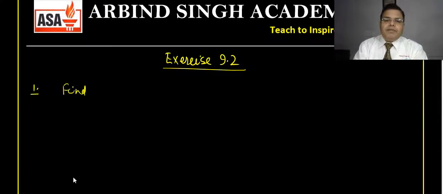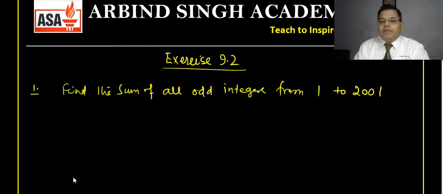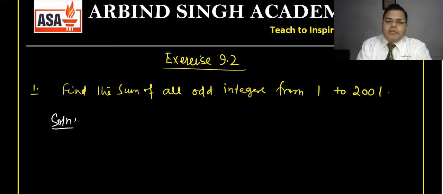The first question is: find the sum of all odd integers from 1 to 2001. How much is the sum? So we can go ahead with the solution by using the conceptual approach.